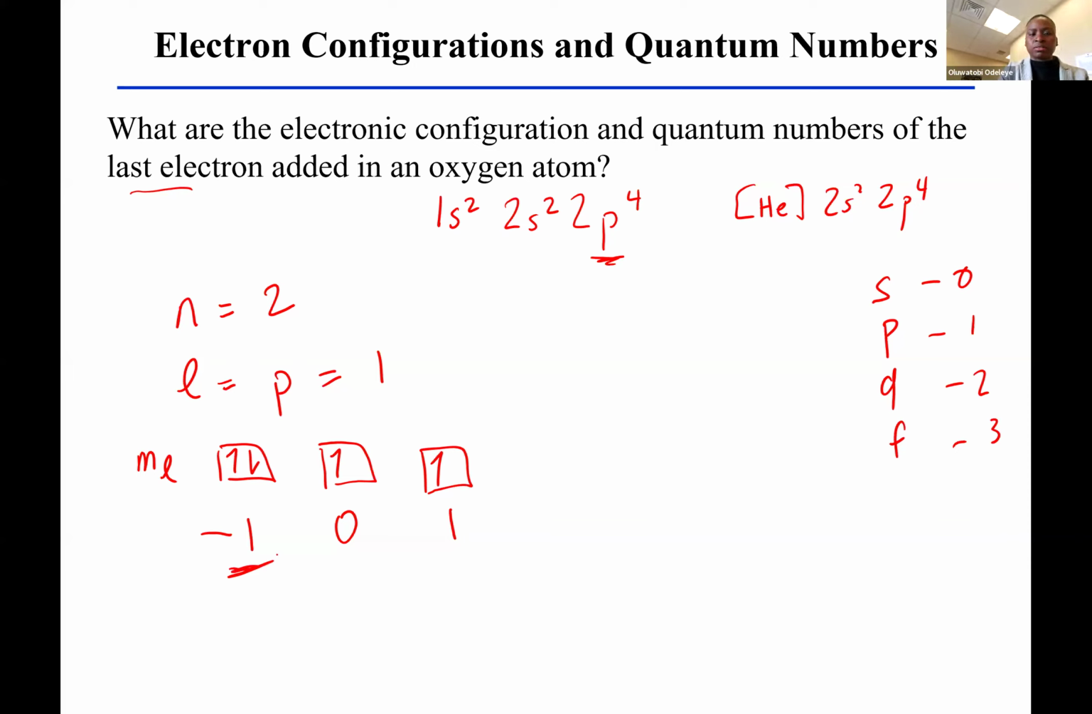My m sub l is -1. And then m sub s, I honestly don't care if you put it as plus or minus half. I would never ask a question where I give you the same n, l, and m sub l, and then the last one decides it. So it doesn't matter what you pick, just pick one. I'm going with -half in this case. Okay. And that's it.